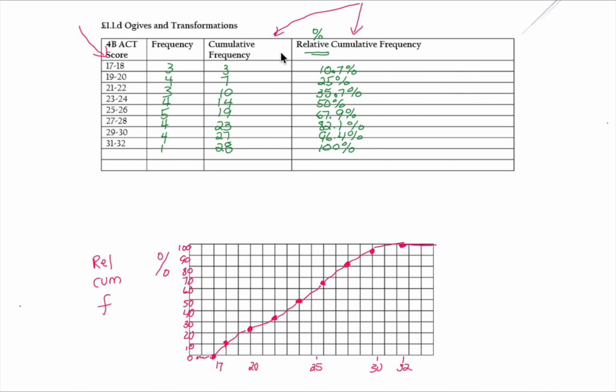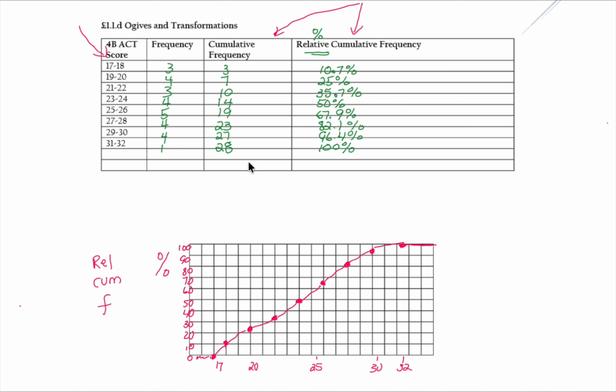Now when we move to the next interval, 19 to 20, we don't reset anything, we add. So 3 plus 4 gives us a cumulative frequency of 7. That means 7 out of 28 students scored 20 or below, which is about 25%. And that's the key idea. Every point on the Ogive answers the question: what percent of students scored at or below this value?